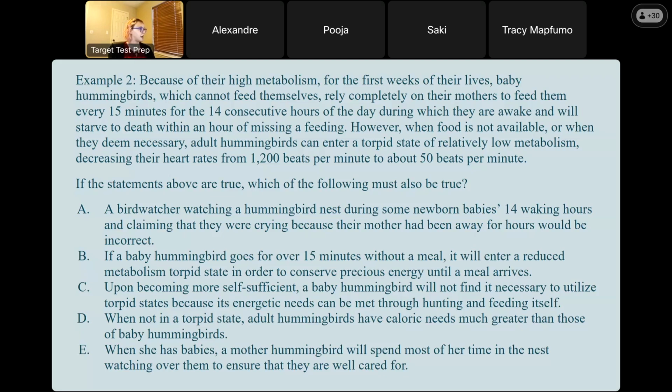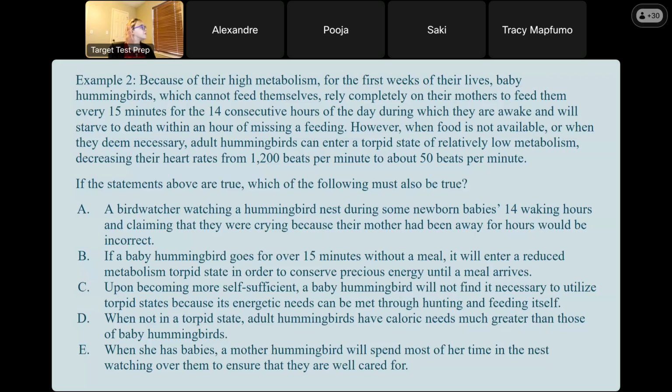C, upon becoming more self-sufficient, a baby hummingbird will not find it necessary to utilize torpid states because its energetic needs can be met through hunting and feeding itself. This is almost a distortion, like it's a blend of two facts, and it distorts it a little bit because the baby hummingbirds aren't using torpid states at all, and when they are older, they probably will, if that's how the hummingbirds have evolved.